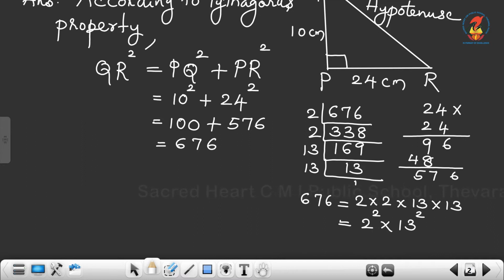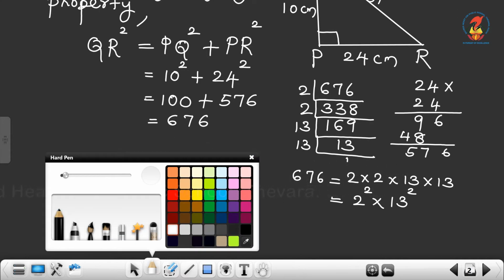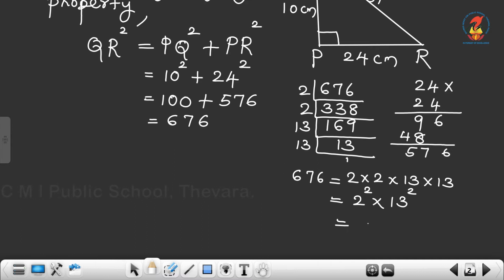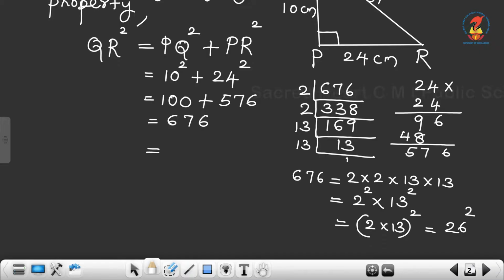Now, we can combine these two. We can write as 2 into 13 the whole square. Now, 2 into 13 means it is 26. So, 26 square. So, 676 is the square of 26. So, 26 into 26 is 676. So, we can write 676 equal to 26 square.